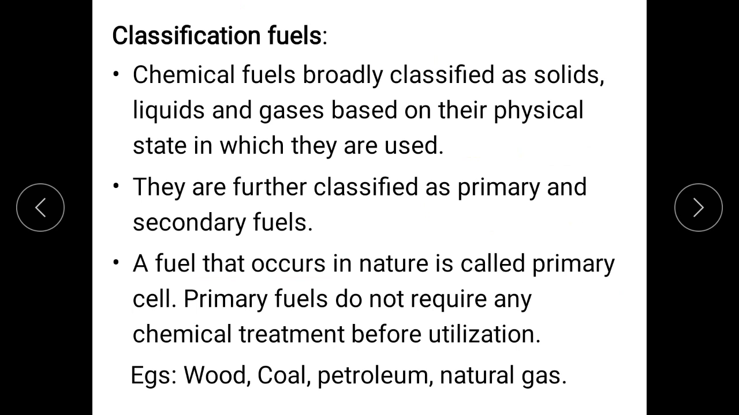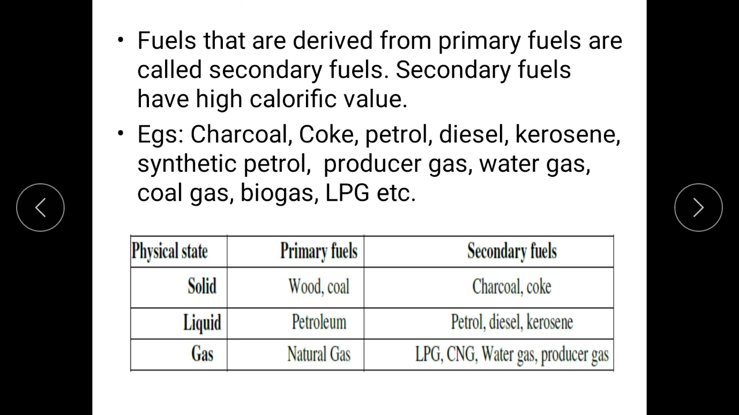Classification of fuels. Chemical fuels are broadly classified into solid fuels, liquid fuels and gaseous fuels, depending upon the physical states in which they exist in nature. They are further classified as primary and secondary fuels. Primary fuel is the one which exists in nature, and it can be utilized as a fuel in the form it is available in nature. They do not require any treatment before utilization. Examples are all quite familiar: wood, coal, petroleum and natural gas. Secondary fuels are those obtained or derived from primary fuels. Secondary fuels have high calorific value. Their burning efficiency is quite good.